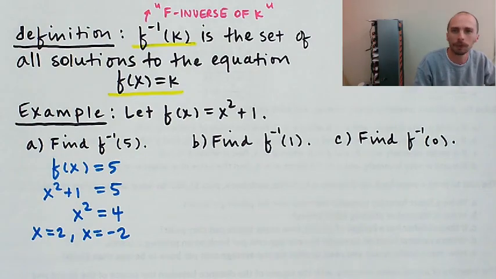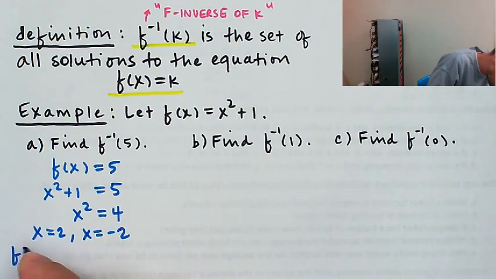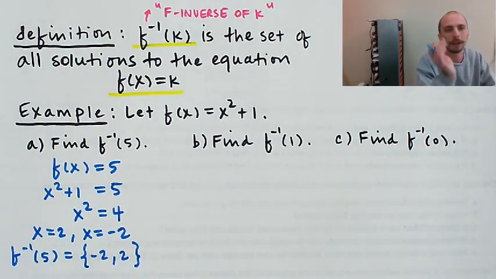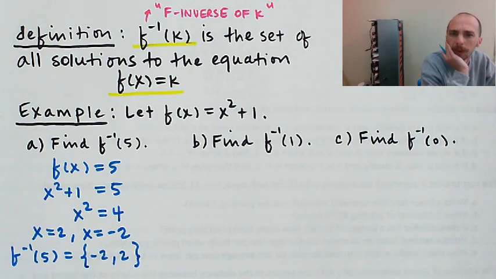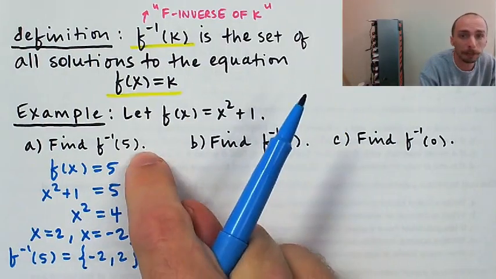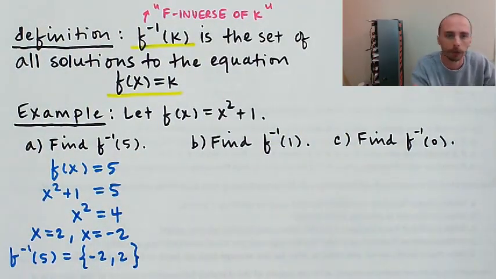I'm not really concerned with the set notation or the set theory here. This is an algebra class, not a set theory class, right? So I'm going to say f inverse of 5 equals negative 2 and 2. But if you just wanted to say negative 2 comma 2 and not put the curly braces around it, I'd be just fine with that. So the moral here is that the inverse can pull back more than one x value. The inverse is not always a function itself.